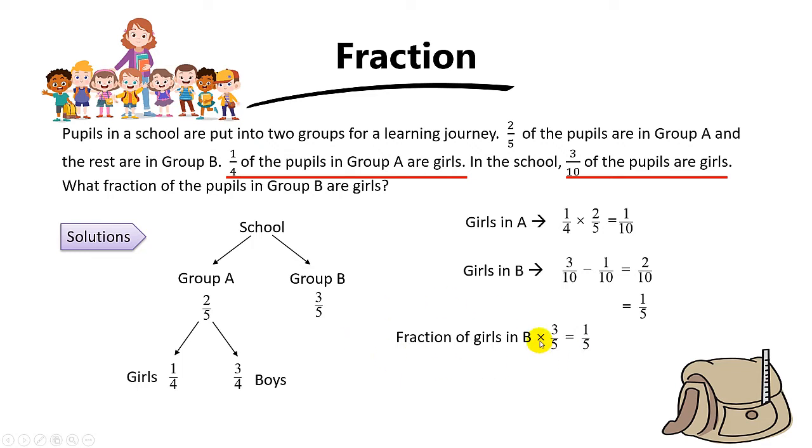To find the fraction of girls who are from group B, you take 1 out of 5, divide by 3 out of 5, because you're working backwards. To change to multiplication, you have to reverse this fraction, it becomes 5 over 3. Then you cancel the 5 and 5, so the answer is 1 out of 3. So as you can see, this question is a pretty tricky question.